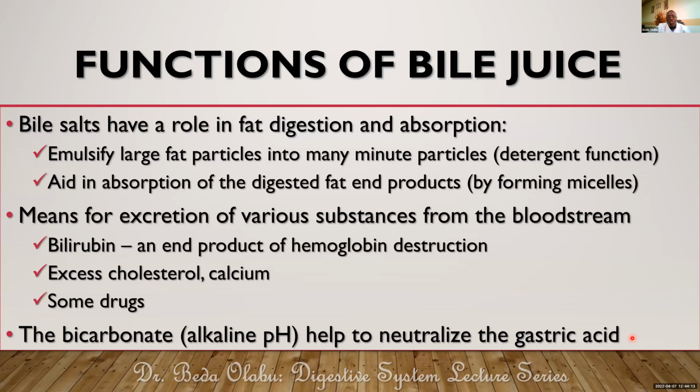Remember, chyme from the stomach is acidic, so we need to neutralize that. Now, there are many mechanisms for neutralizing it. Bile is one of them. Pancreatic juice is another one. The secretions from the crypts of Lieberkühn, as well as the secretions from the Brunner's glands, they all aim at neutralizing gastric acid.